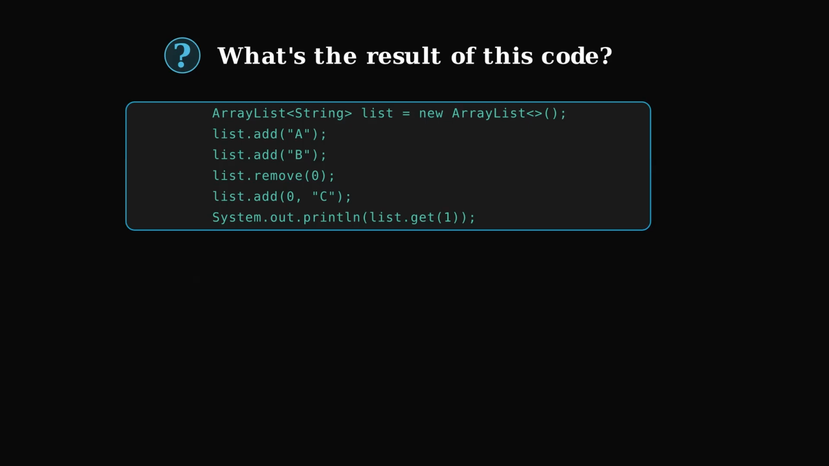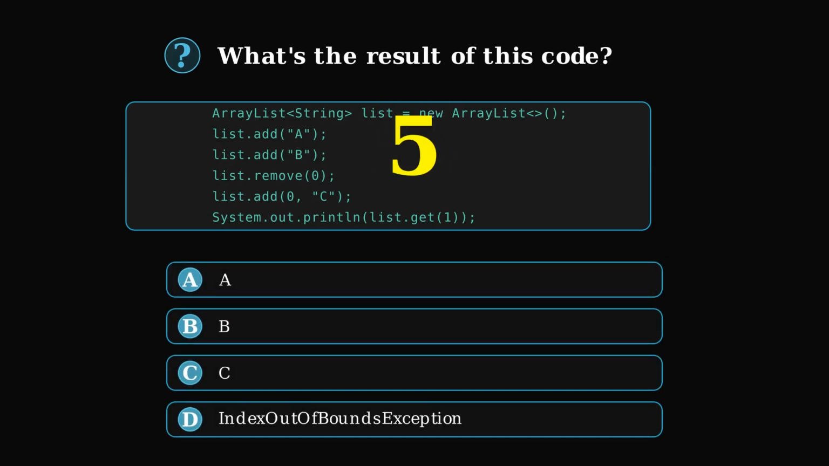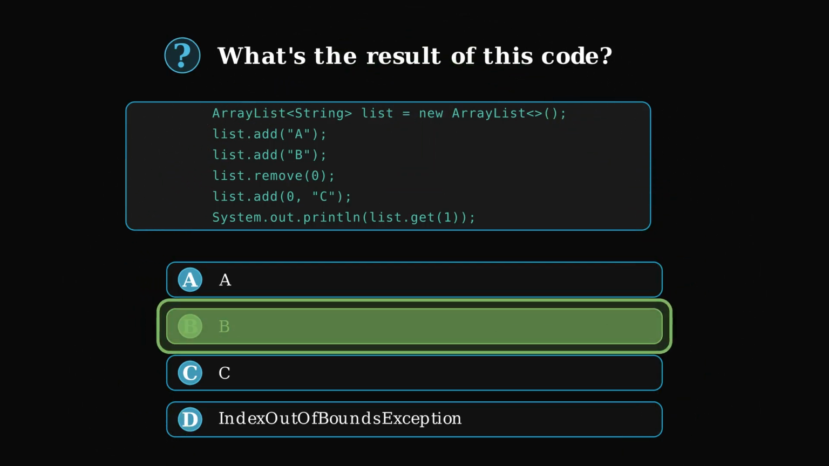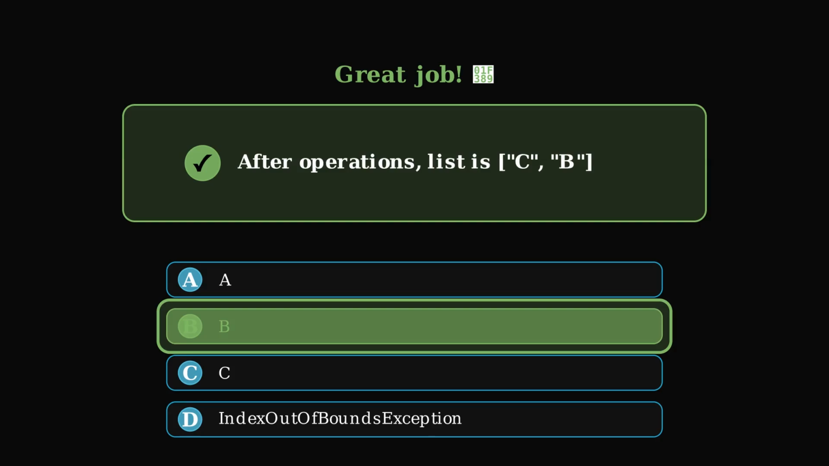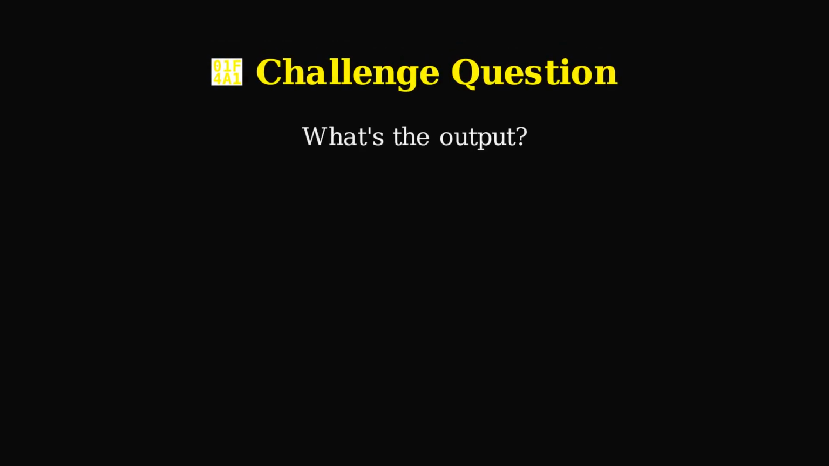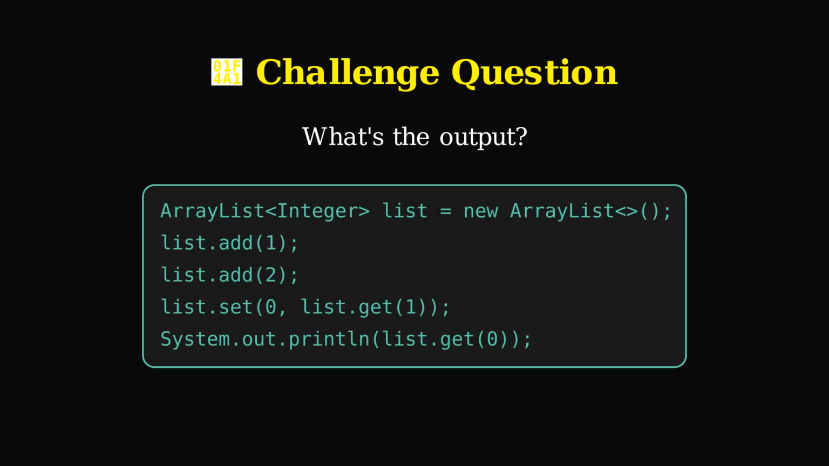What's the result of this code? Which one is correct? The correct answer is, after operations, the list is CB. Here is a challenge for you. What's the output? Comment your answer below.